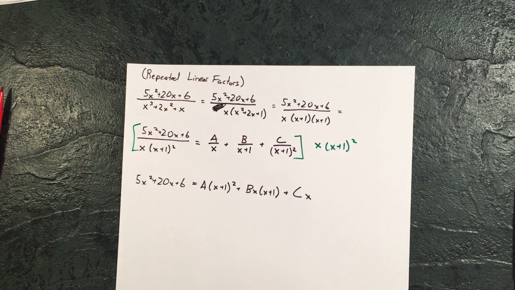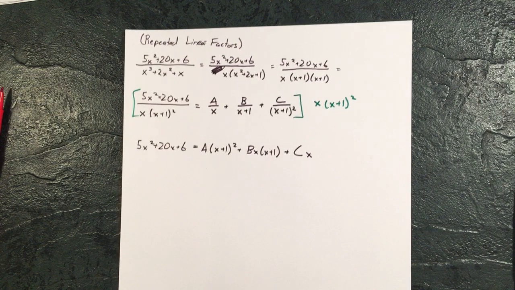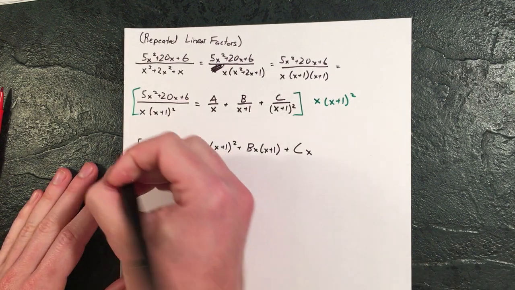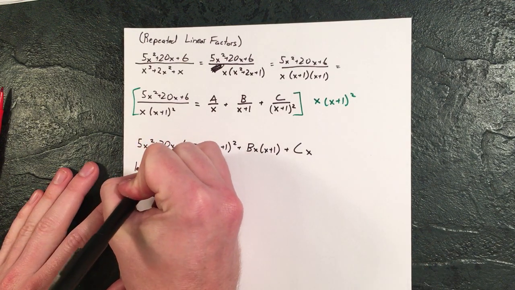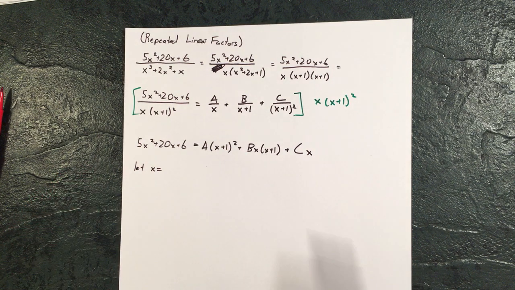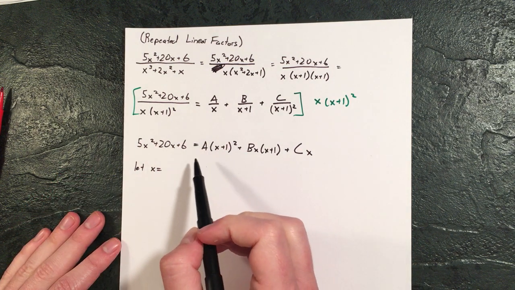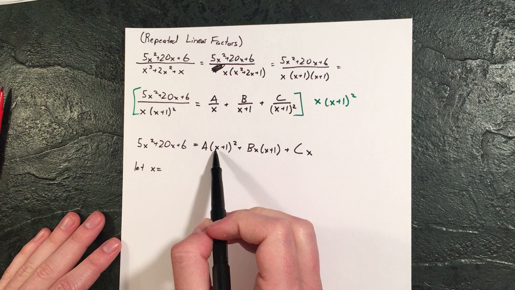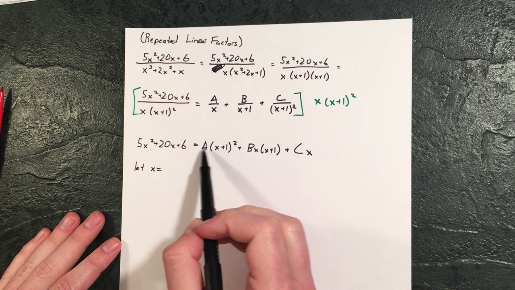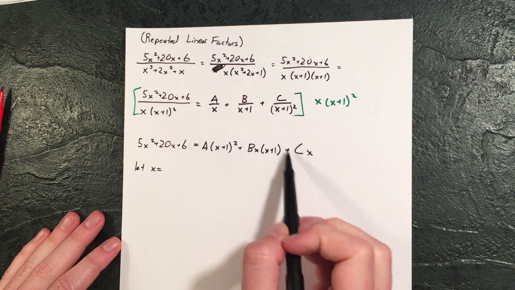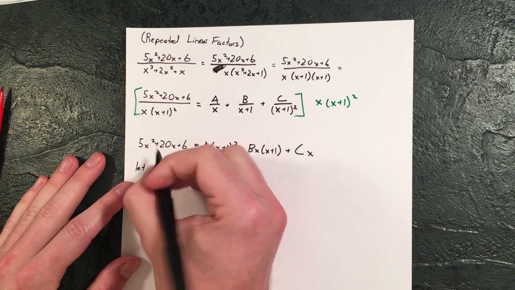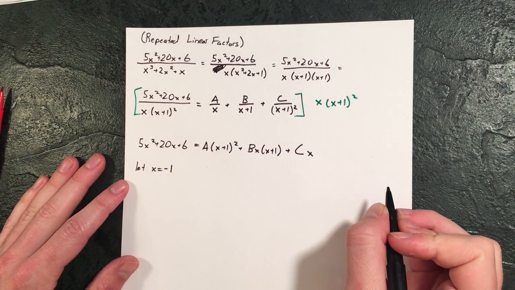Okay, let's be smart in picking what we want our x's to be. So looking at this first one, if we let it equal -1, this is going to be 0. This will be 0, and that leaves us with just the c term. So that's probably a pretty good one to start with. Let's let x equal -1.